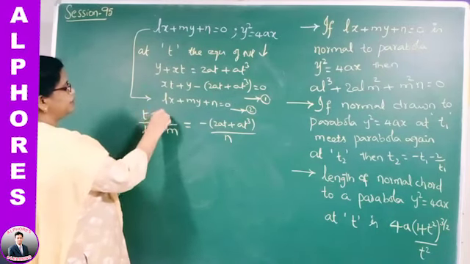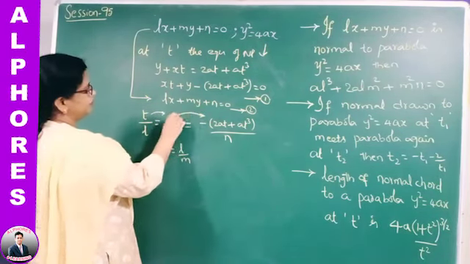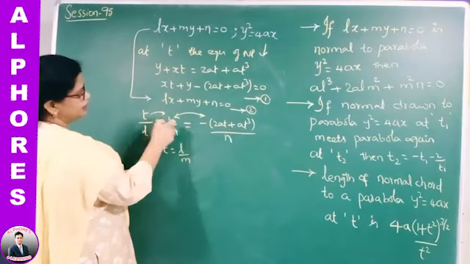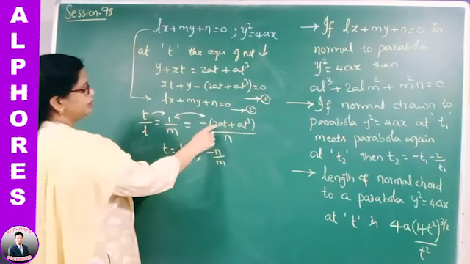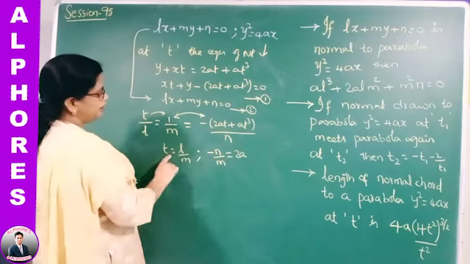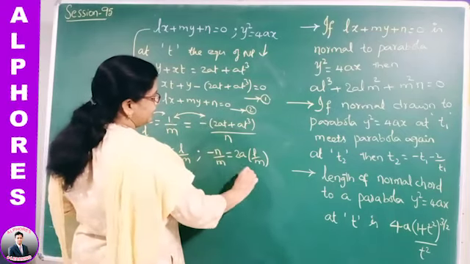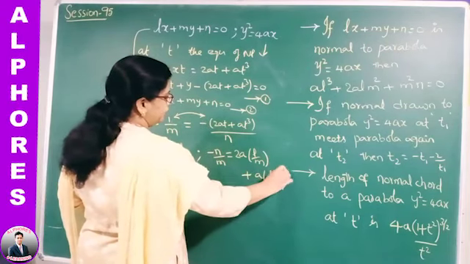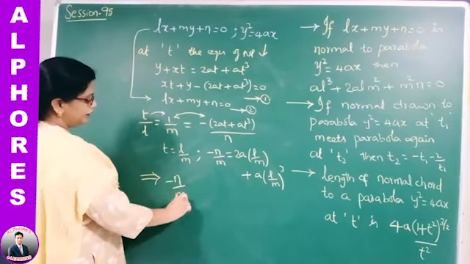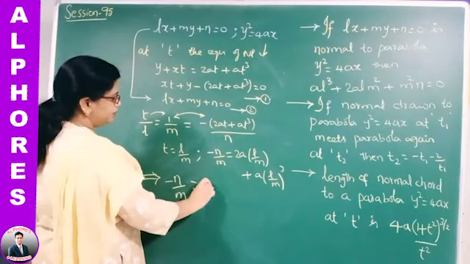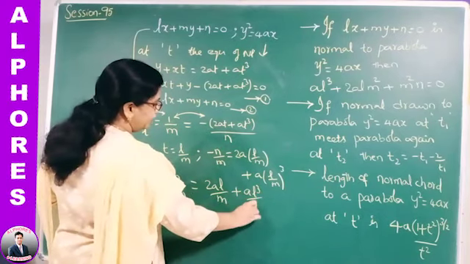So t is clearly L by m, and after that if you compare the other two, taking this minus sign to this side, it is minus n divided by m. And this one is 2a into t, meaning I write L by m, and next a t cube, meaning plus a into L by m whole cube. Now if you simplify, minus n divided by m equal to 2al divided by m plus al cube divided by m cube.